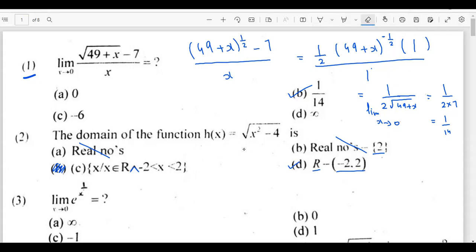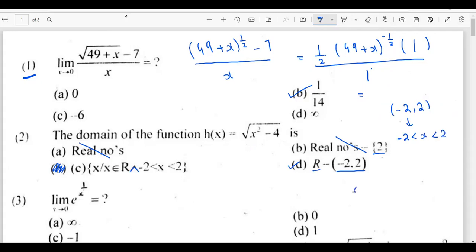Okay, I get your point. So when we are writing it down as -2 and 2, you can interpret it as x between -2 and 2. We are not using these curly brackets. These curly brackets would have meant that we have -2 and 2 only. This basically means all the values between -2 and 2.